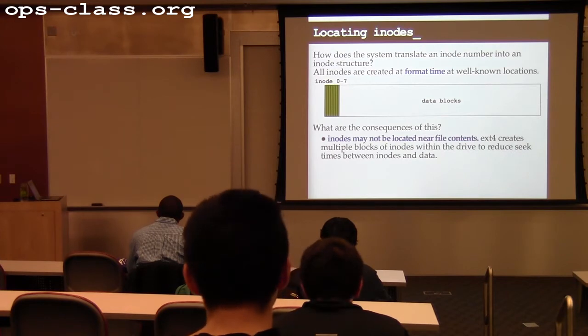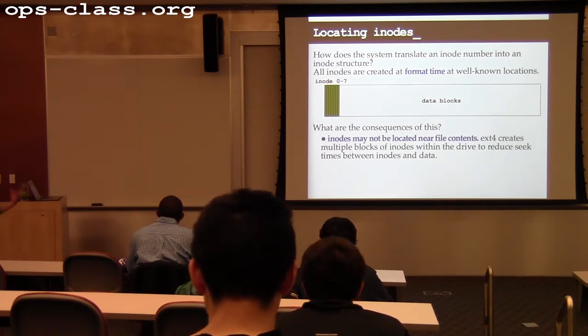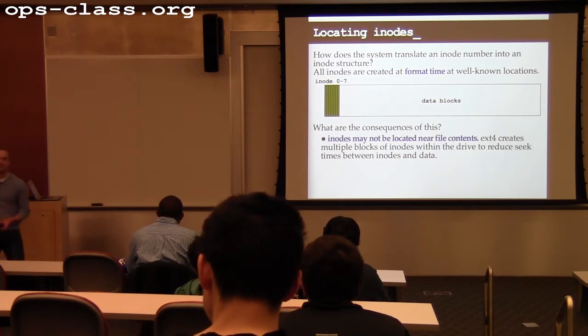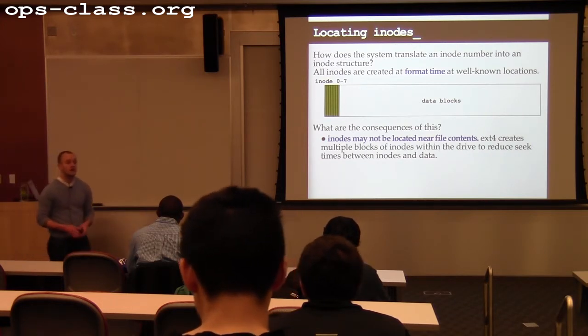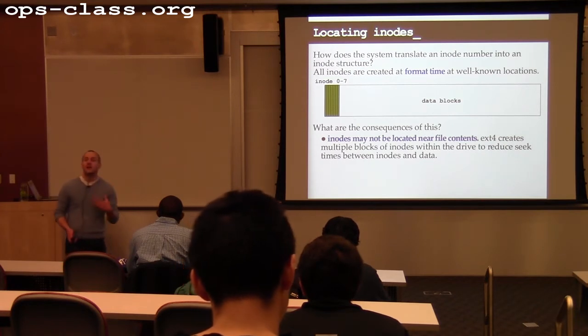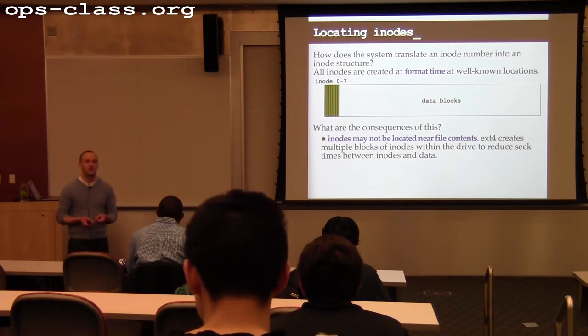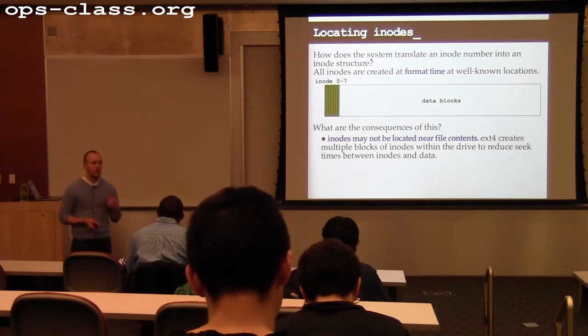And we talked about the fact that inodes may not be located near file contents in this model, right? To reduce the seek times between inodes and the contents associated with the file, ext4 creates multiple blocks of inodes throughout the disk, right? So when ext4 allocates file contents, it tries to do so close to the inode that stores the file metadata, right?